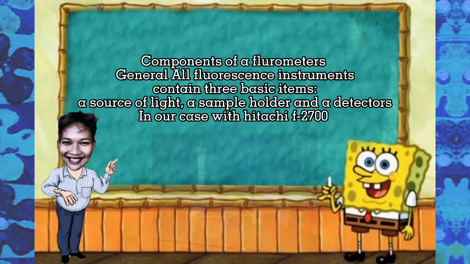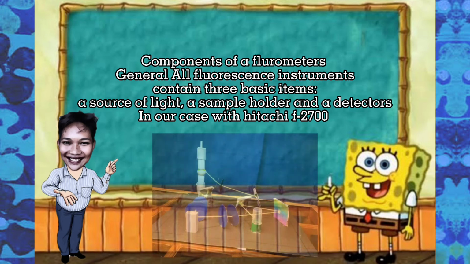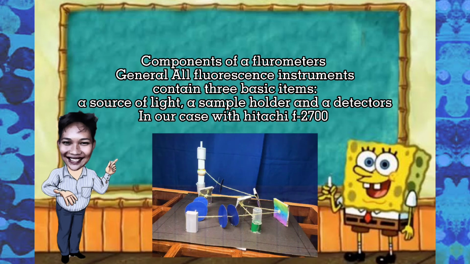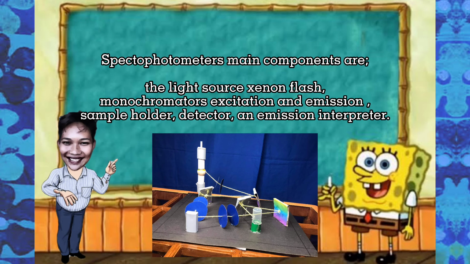But first, you must understand the components of fluorometers. In general, all fluorometers have three main basic components: a source of light, a sample holder, and a detector. In our case, with the Hitachi F2700 spectrophotometer, the main components are the light source, which is the xenon flash lamp, monochromators, both excitation and emission monochromators, a sample holder, a detector, and an emission interpreter.